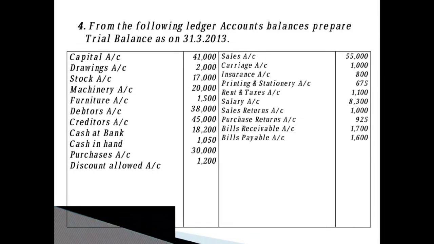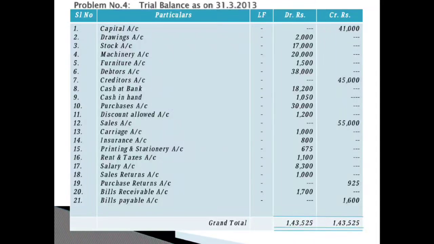The next one you have is cash in hand, rupees 1,050. Again, cash is an asset, which shows a debit balance, so you are going to record it in a debit column. The ninth one we have recorded, cash in hand, 1,050 rupees, which you have to record in a debit column here.